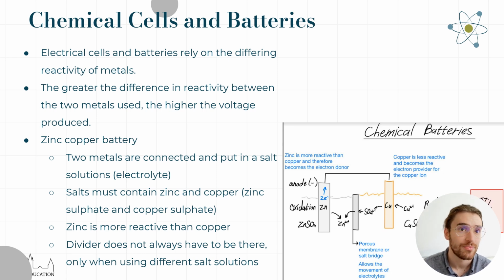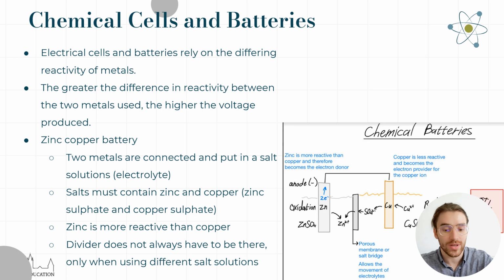Batteries are going to be relying on two metals, one of which is going to be more reactive than the other. You're also going to require something called an electrolyte. Electrolytes are usually in the form of salts in a solution, and what they're going to do is provide this flow of charged particles. So let's have a look at this example here.